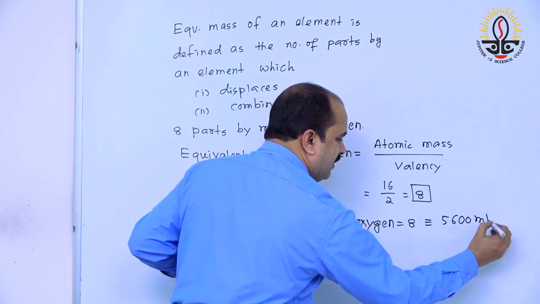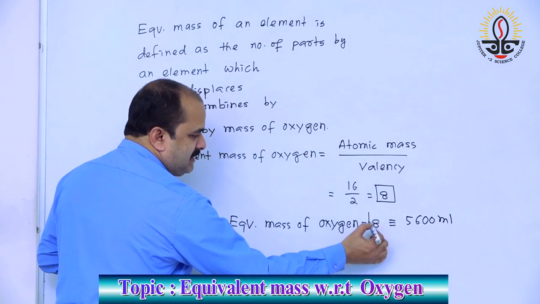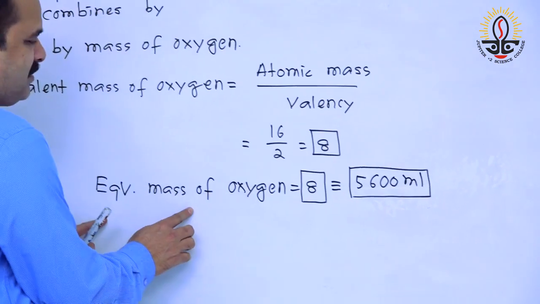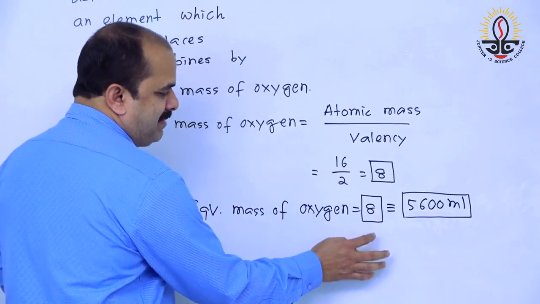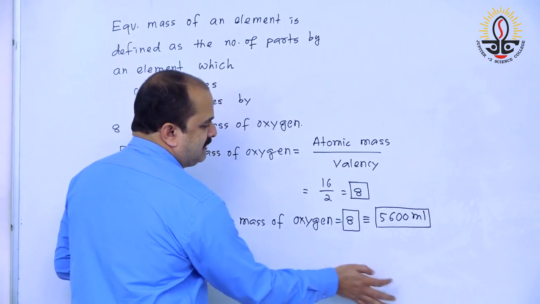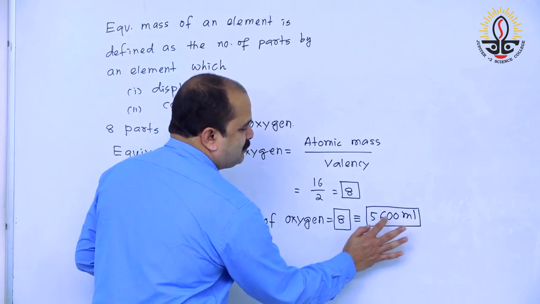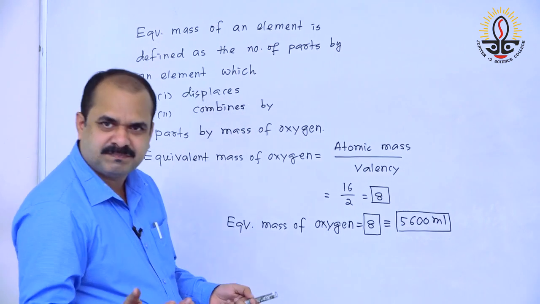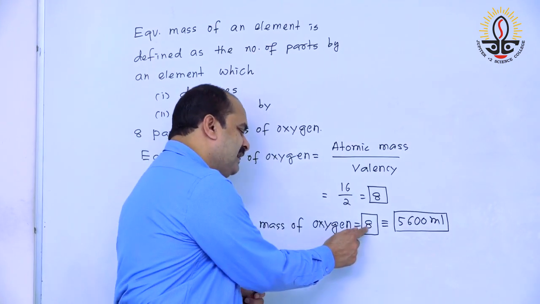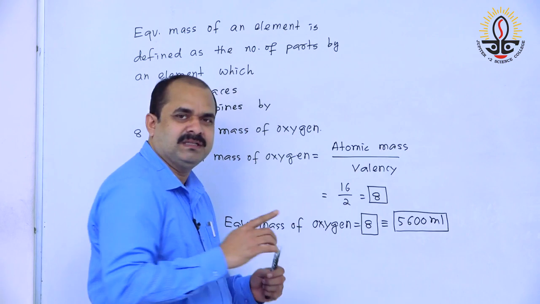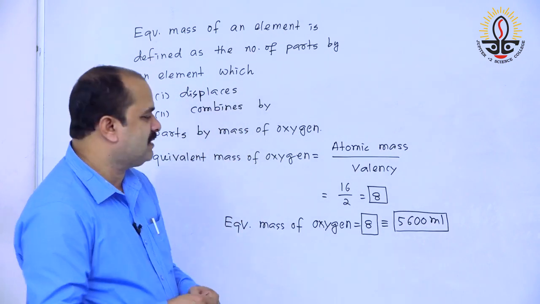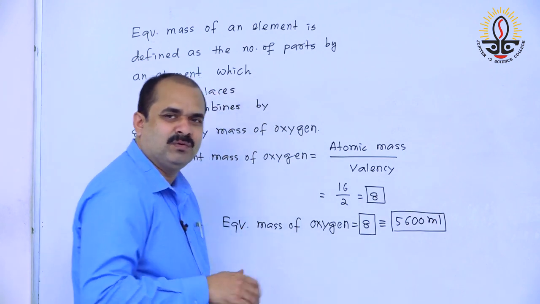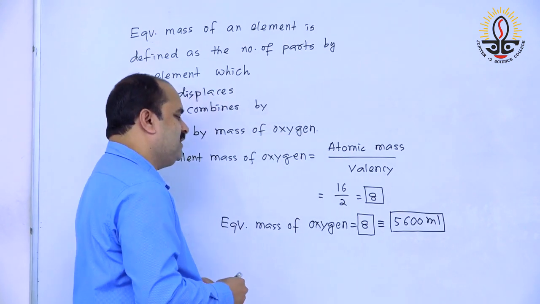That is also equal to 5600 ml of oxygen. Equivalent mass of oxygen is 8, the gram equivalent mass means 8 gram. That is also equivalent to 5600 ml. That means the mass of the substance displaced or combined with 8 gram of oxygen, or displaced or combined by 5600 ml of oxygen, will determine the equivalent mass of the element.